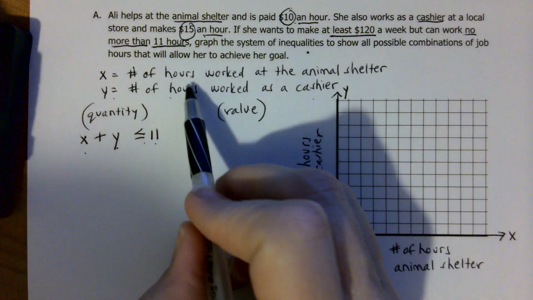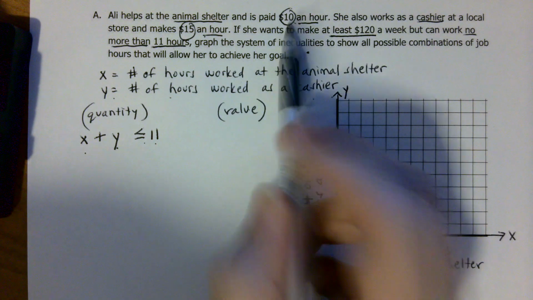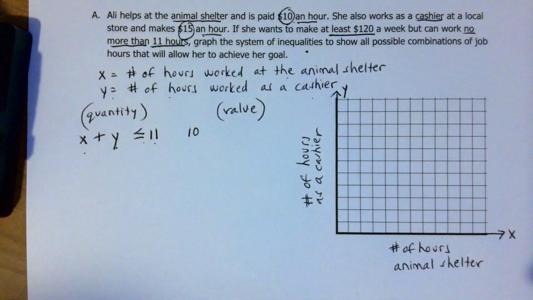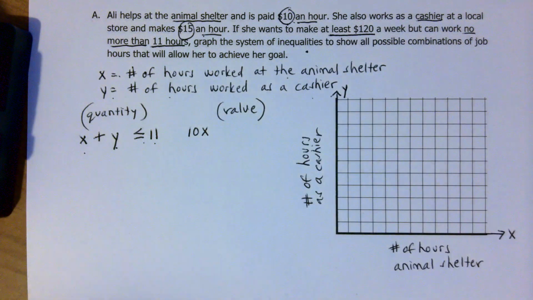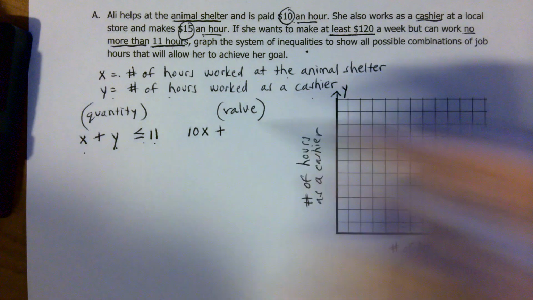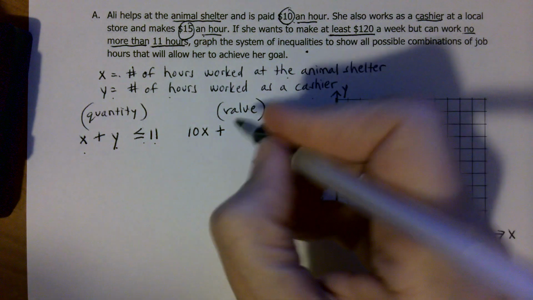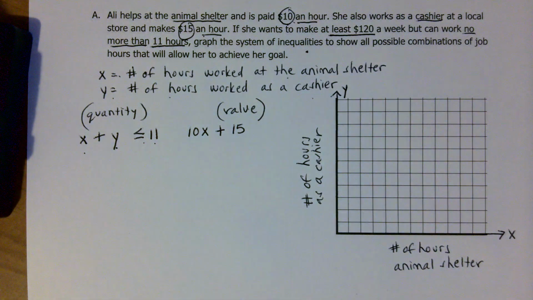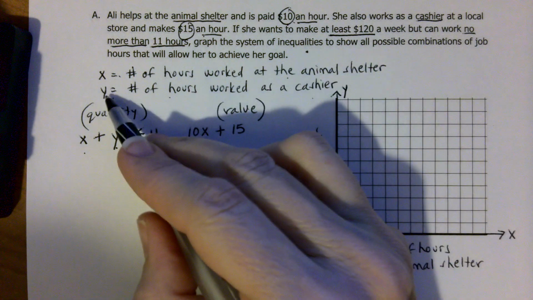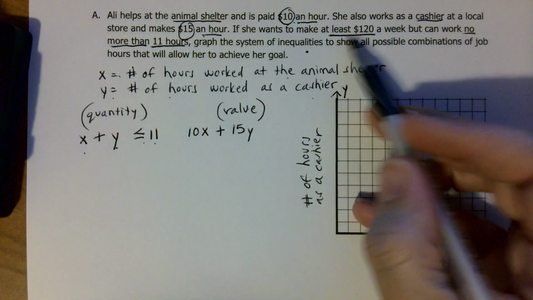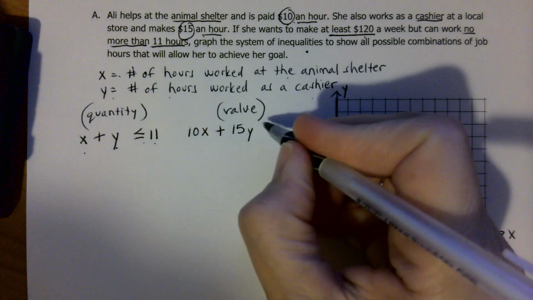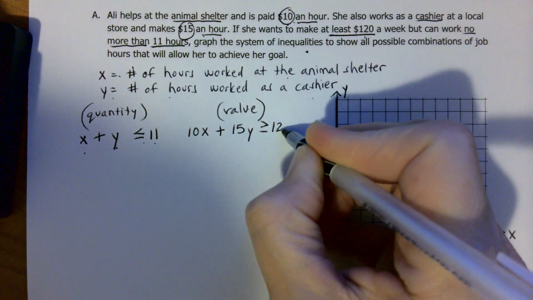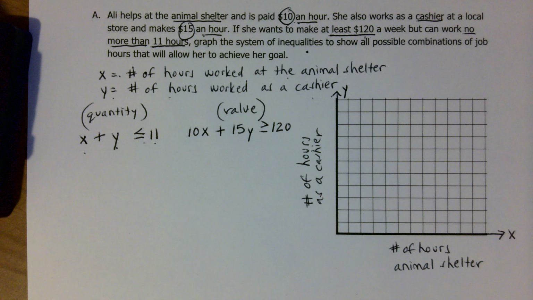Now let's talk about how she makes her money. So working at the animal shelter, she makes $10 an hour. So 10 is how much she makes for 1 hour at the animal shelter, and x is the number of hours she works there. We're going to add it to the amount of money she makes as a cashier. 1 hour of cashiering is $15, times how many hours she worked is y. We know that she wants to make at least $120. So she's happy with $120 or more. So at least $120 means greater than or equal to. Okay, so here are our two inequalities.